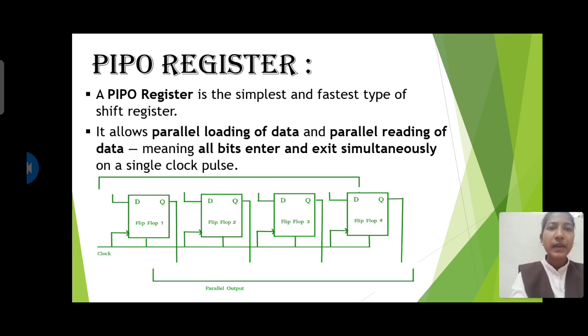So the next one is the PIPO register. A PIPO register is also the simplest and fastest type of shift register. Here we have parallel in and parallel out registers. Therefore it allows parallel loading of data and parallel reading of data. We have only parallel operations, meaning all bits enter and exit simultaneously on a single clock pulse. That means, as the name itself says, we give all the inputs at a time and we get all the outputs at the same time.